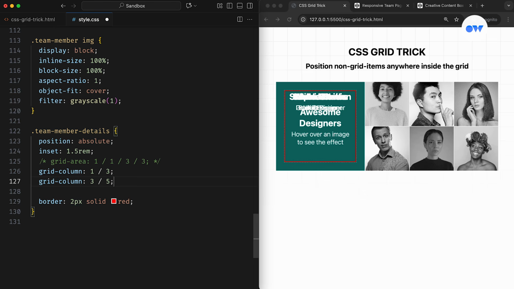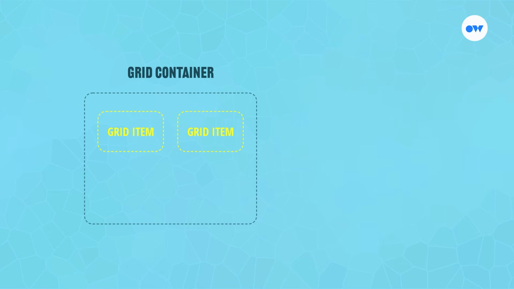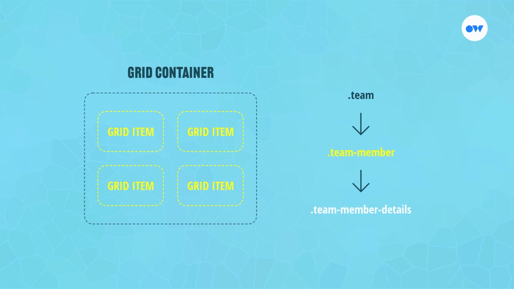For instance, setting grid column to 3 by 5 would move the content into a different area of the grid. Now normally, CSS grid properties like grid column and grid row only apply to direct children of the grid container. But in our case, the member details element is actually a child of team member, not of the grid container itself. So you'd expect the grid properties to have no effect.